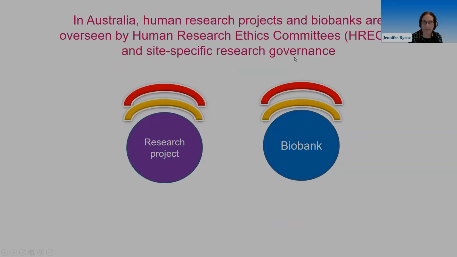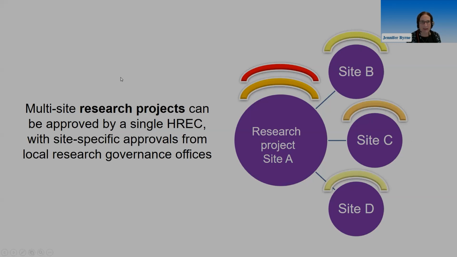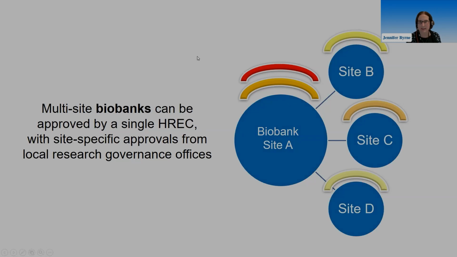In Australia, we have a system where human research projects and biobanks are both overseen by Human Research Ethics Committees. They approve the establishment of biobanks and research projects. And then there is an additional layer of governance through site-specific research governance to establish the local feasibility of projects. Since about 2010 in Australia, multi-site research projects can be overseen by a single ethics committee, but they require local governance approval at all additional sites, and the same is true for multi-site biobanks as well.